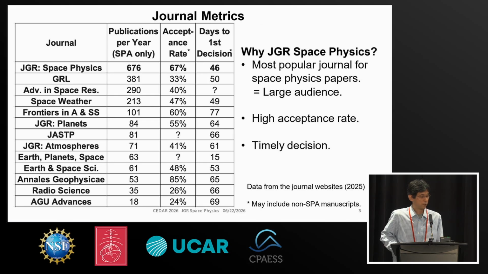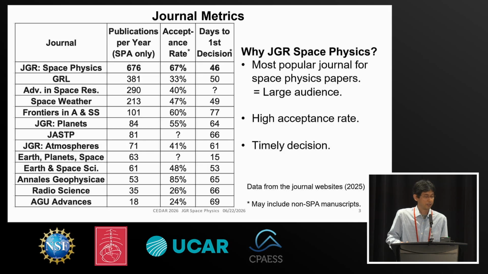So with this framework, let's talk about some details of the journal's status. This is a hopefully useful chart summarizing the status of the many journals that include a space physics component. The second column is the number of publications per year for the papers related to our field, space physics papers. And by looking at this, JGR is by far the most popular place for the authors to choose. So JGR is a good place to submit for broad readership.